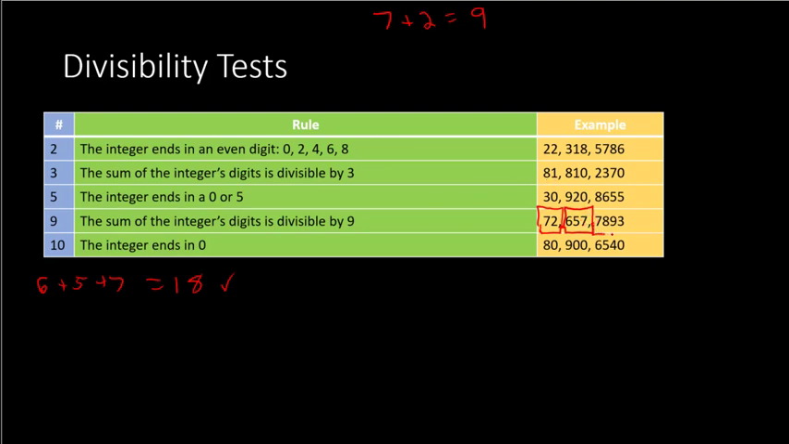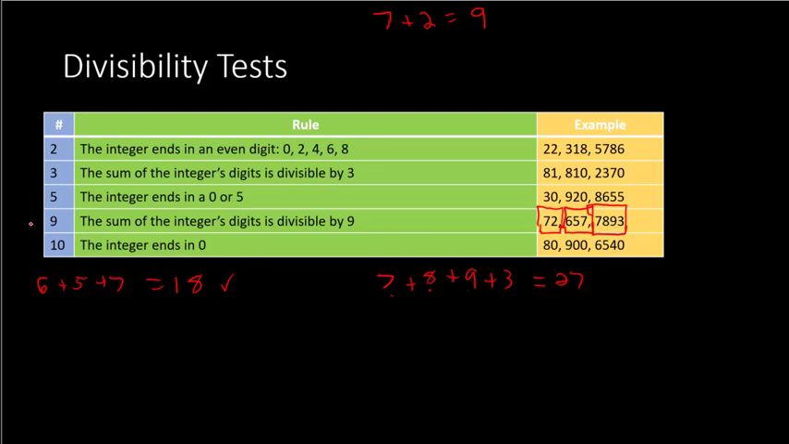In the third example here, we have 7,893. Again, if we add up the digits, 7 plus 8 plus 9 plus 3, that would give you 15 plus 9, which is 24. 24 plus 3 is 27. Can we divide 27 by 9? Well, yeah, 27 divided by 9 is 3. So because of that, we can divide the entire number by 9. So 7,893 is divisible by 9.